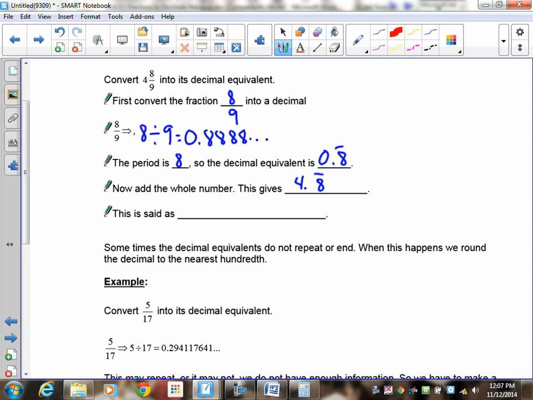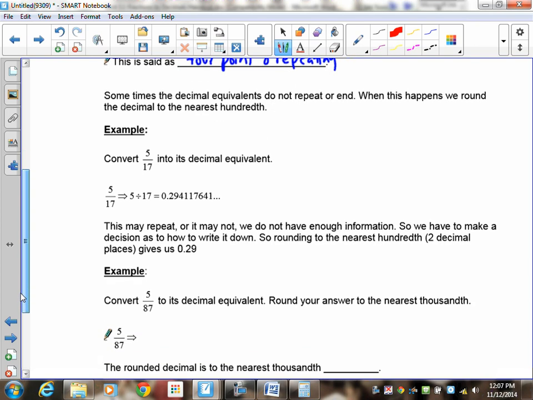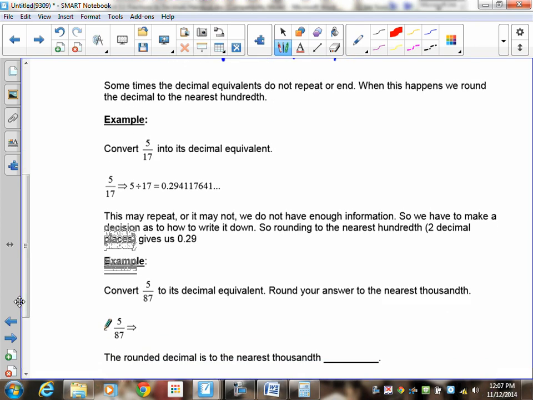So this one is 4.8 repeating. Now, if you put in 4 with 8 repeating, it wouldn't be wrong. But because there's no need to separate the repeating portion right here from a number in front of it, it's just 4.8 repeating.